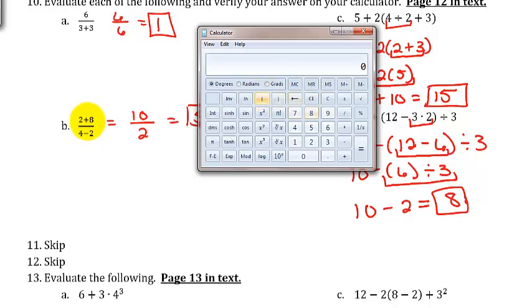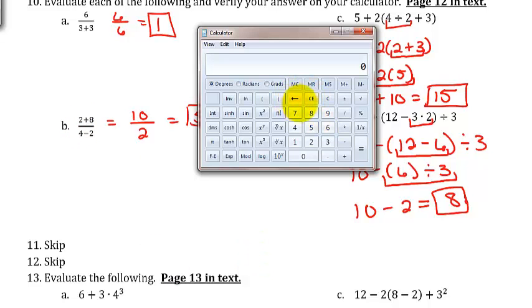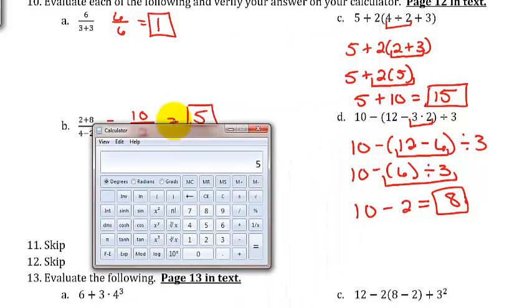Now we need to put both the numerator and the denominator in parentheses on the second one, because we need to make sure that the calculator does this operation and this operation and then divides afterwards. So we need a parenthesis, 2 plus 8, and then close the parenthesis, and then divided by, parenthesis, 4 minus 2. Close the parenthesis off and hit the equal sign, and we get 5 just like we did when we did the problem by hand.